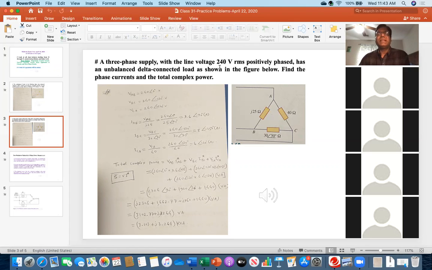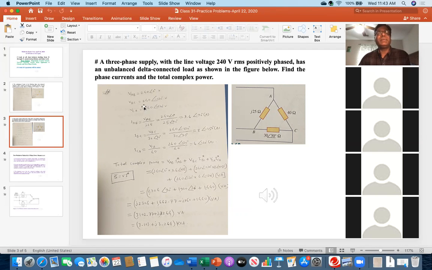Now it says, the very first line says the line voltage 240 RMS positively phased. Positively phased means it has positive phase sequence. Not the negative. This is positive sequence. Positive sequence means A, B, C. So in this case, VAB, then VBC, then VCA.